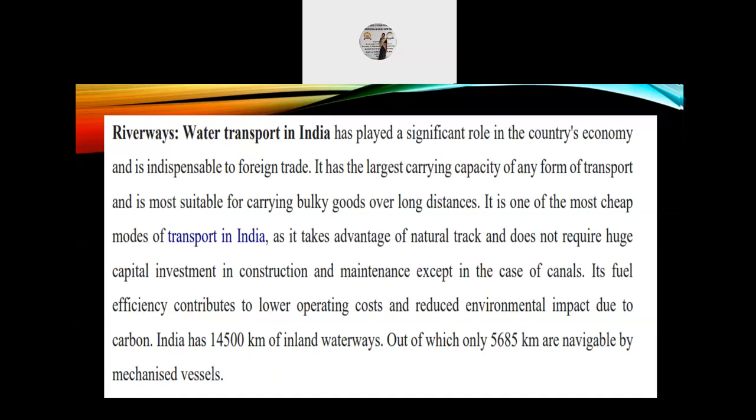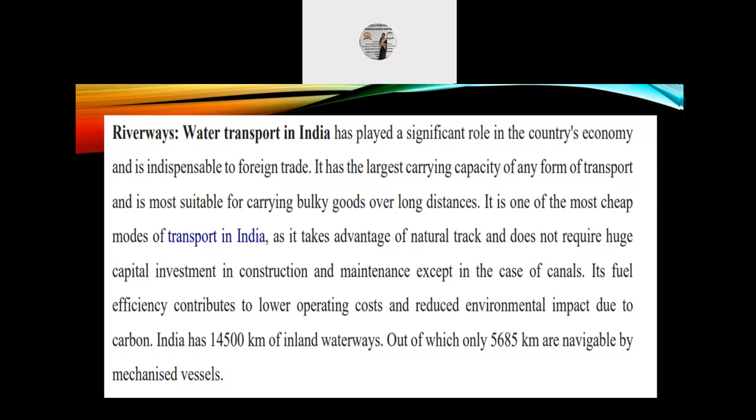Riverways. Water transport in India has played a significant role in the country's economy and is indispensable to foreign trade. It has the largest carrying capacity of any form of transport and is most suitable for carrying bulky goods over long distances. It is one of the cheapest modes of transport in India as it takes advantage of natural track and does not require huge capital investment in construction and maintenance except in the case of canals. Its fuel efficiency contributes to lower operating costs and reduced environmental impact due to carbon.